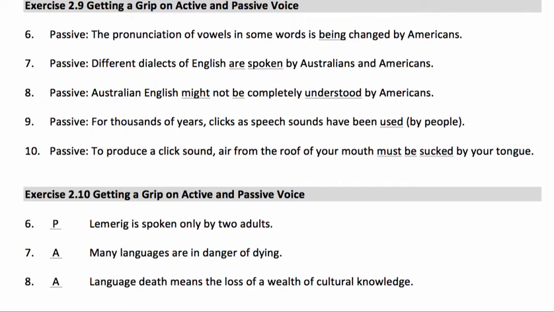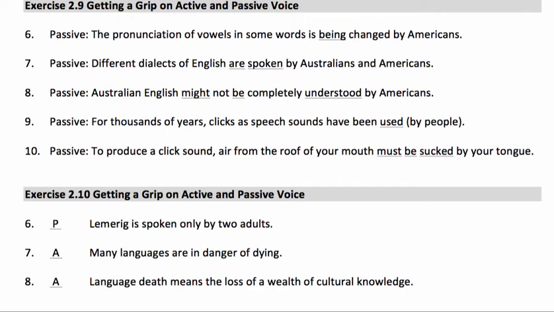Number 7, many languages are in danger. This is active. Yes, there is a be verb are, but in order to be passive, we must have a be verb plus a participle. In number 7, we don't have a participle, therefore this is active. Number 8, language death means the loss.